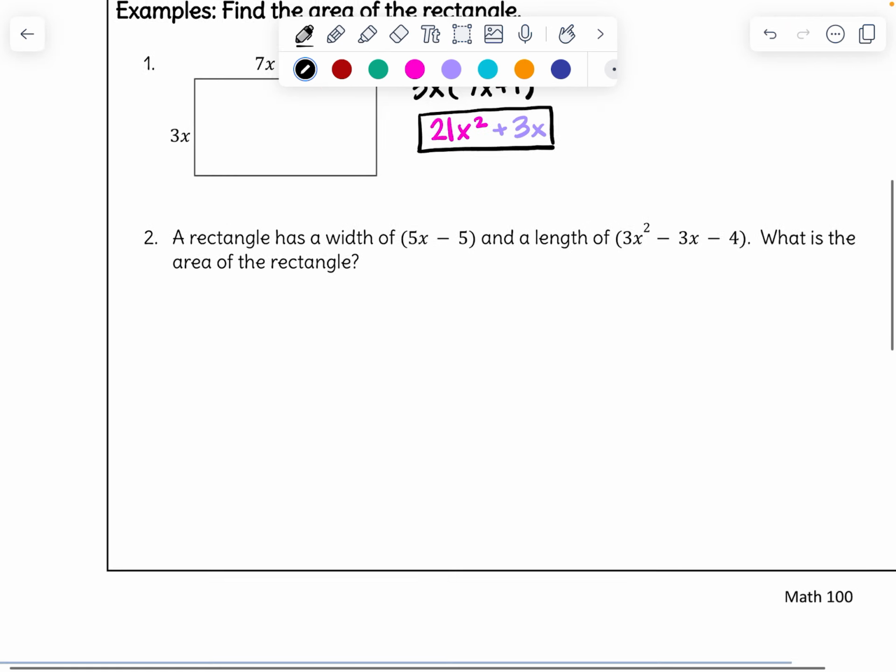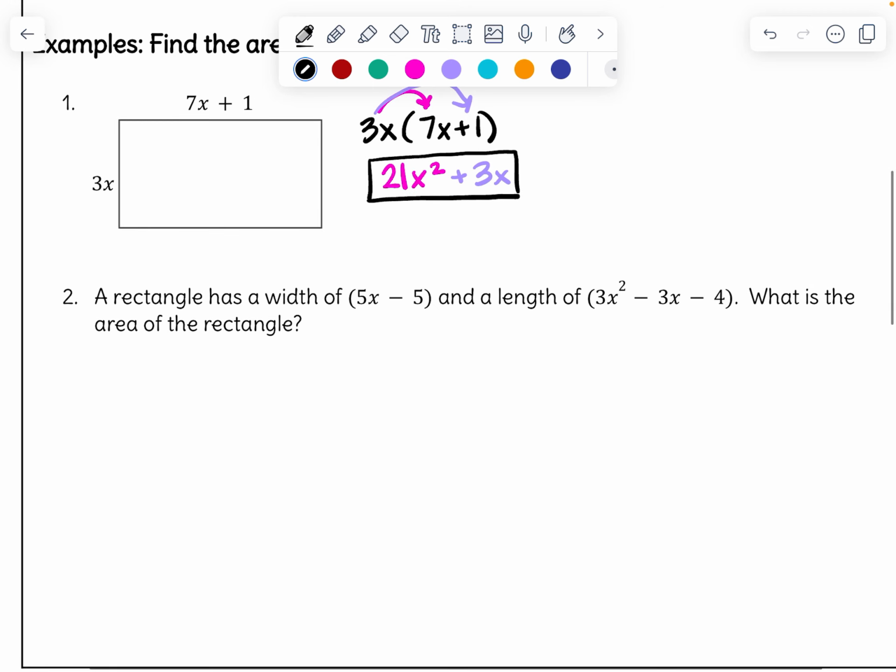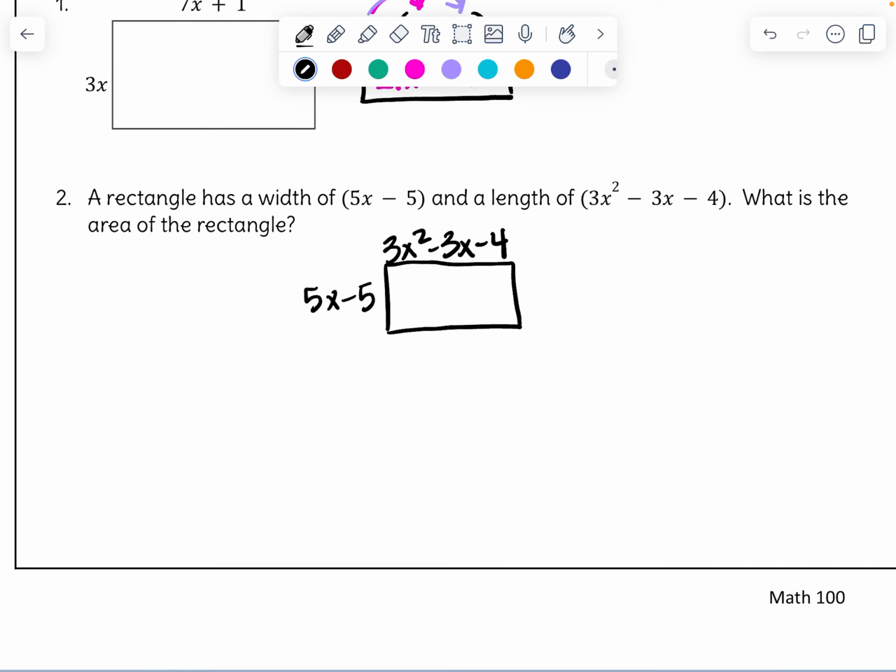Let's do one where we use the box method. So a rectangle has the width of 5x minus 5 and a length of 3x squared minus 3x minus 4. What is the area of the rectangle? So I always like to sketch the rectangle to give me a visual. So there's my rectangle. The width is 5x minus 5 and the length is 3x squared minus 3x minus 4. In your sketch, it really doesn't matter which side you choose for the length and which side you choose for the width.